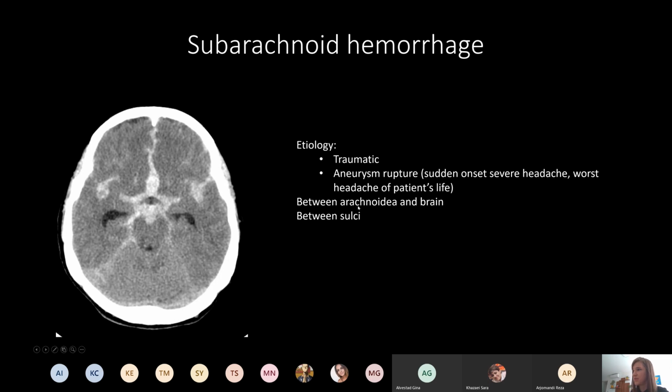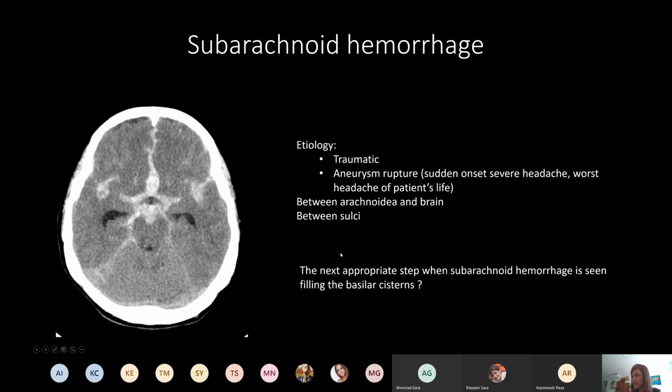Subarachnoidal bleed is located between the arachnoidea and the brain, and it goes inside the sulci. So when you see this irregular pattern here, it goes inside the sulci between the gyri. That's subarachnoid hemorrhage. And when you see blood in the basilar cistern and you suspect an aneurysm rupture, then the next step is what we already discussed, that you order a CT angiogram to check for the aneurysm itself.